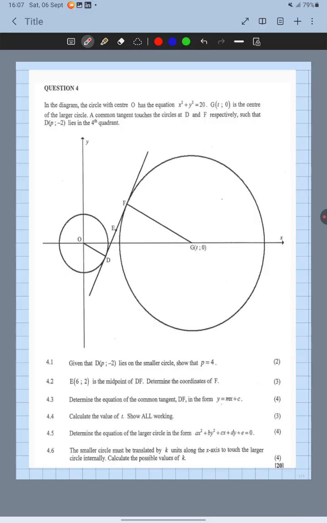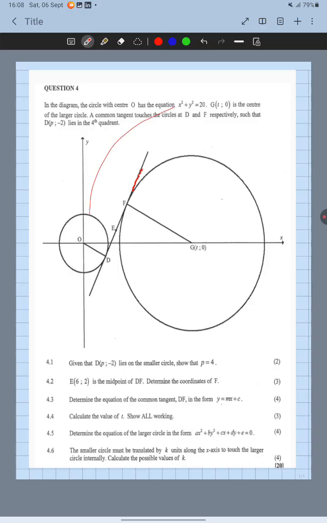O is the center of the larger circle. A common tangent touches the circle at D and F. So we can see that this line is a common tangent. This line is the one with that equation.